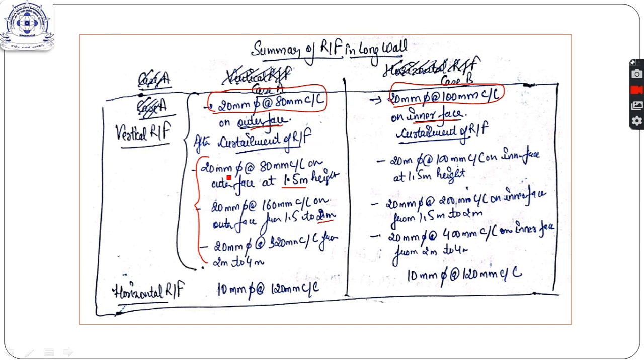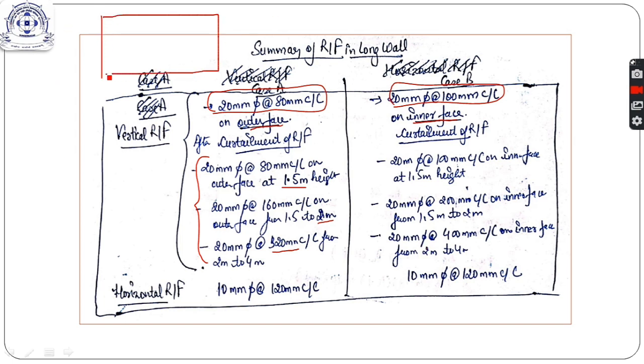So we get 20 mm dia bars at 80 mm center to center at 1.5 meter height, which is the bottom portion where moments will be maximum. Then we curtail some bars, so there will be double spacing for this height from 1.5 to 2 meter. Then we again curtail the reinforcement, so you will have this reinforcement. I will show you how this is done.